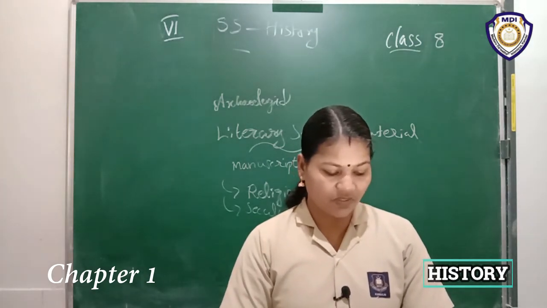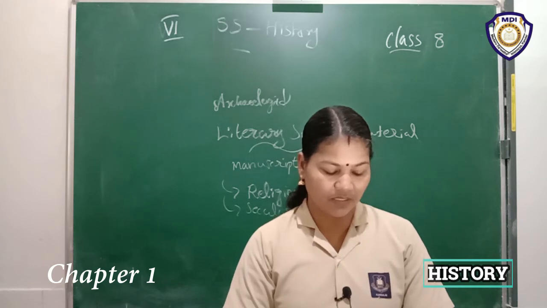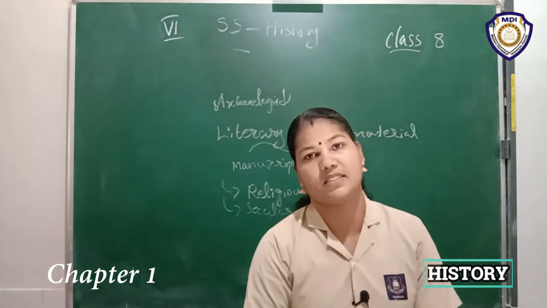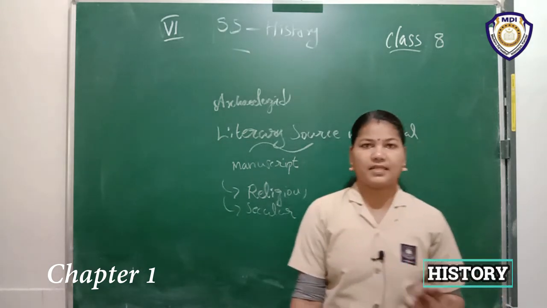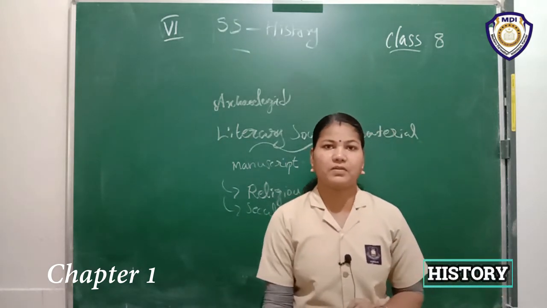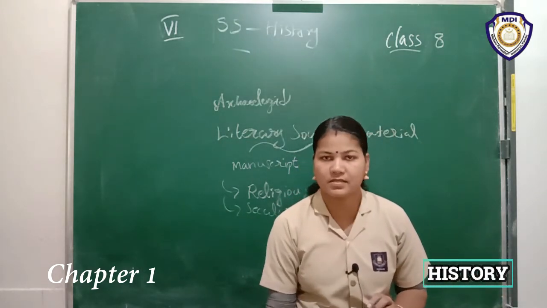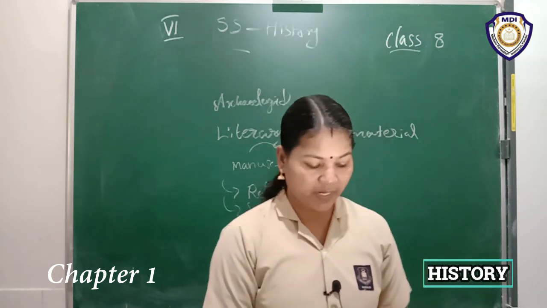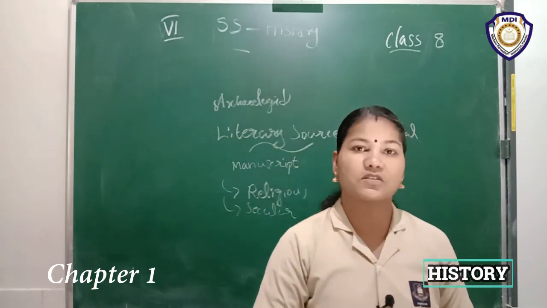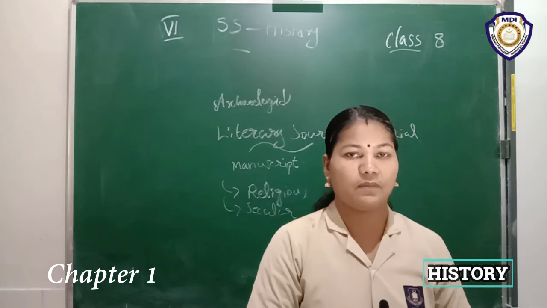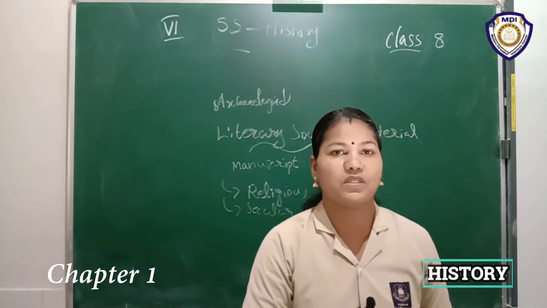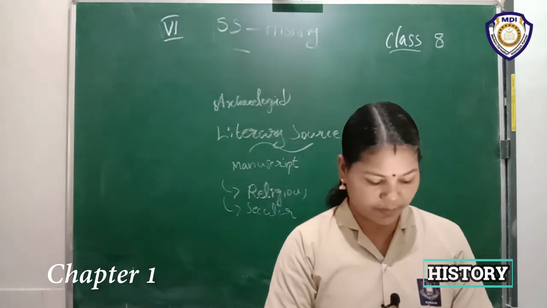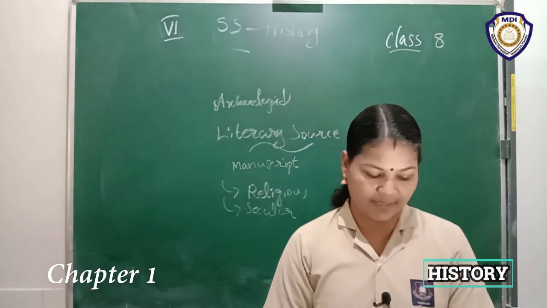The Vedas of the Hindus, the Pitakas of the Buddhists and the Angas of the Jains are examples of Indian works of religious literature. Here are three examples. Can you say what the examples are? Yes, the Vedas of the Hindus, the Pitakas of the Buddhists and the Angas of the Jains. The important texts of the Buddhists, Jains and Hindus. These are the examples of religious literature.